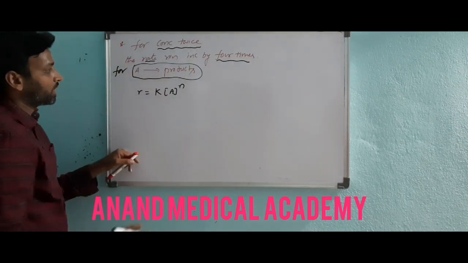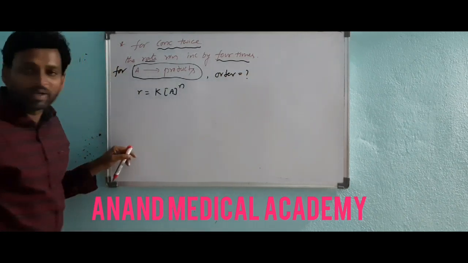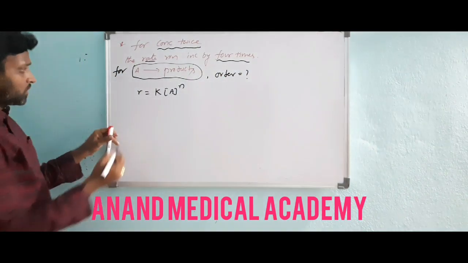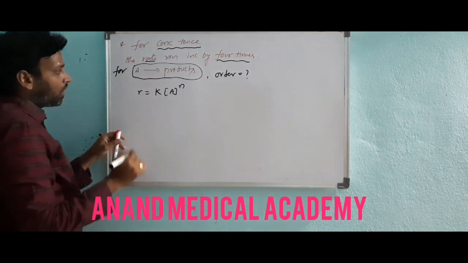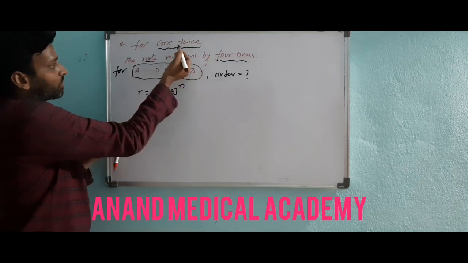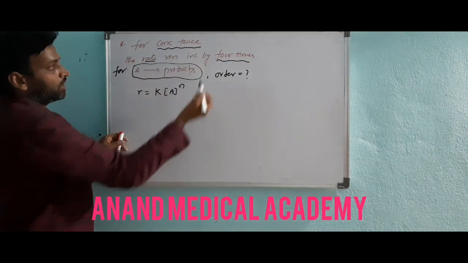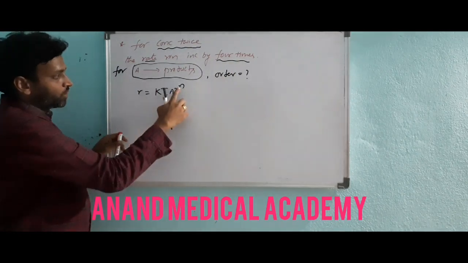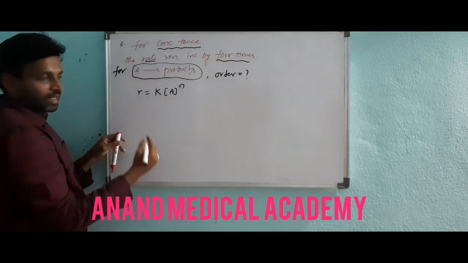For A gives rise to products, then what is the order of reaction? This is my question. So here, n is what? How can you come to know? By checking from this information. How? Concentration doubled, rate increased by 4 times. So it should be 2. 2 squared is 4, 4 times. Get it?